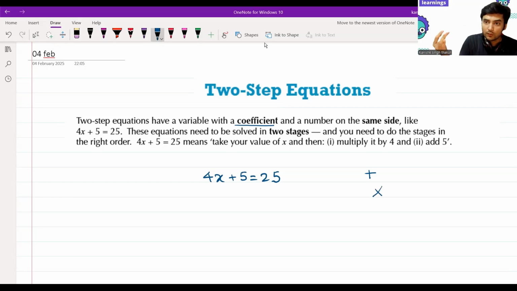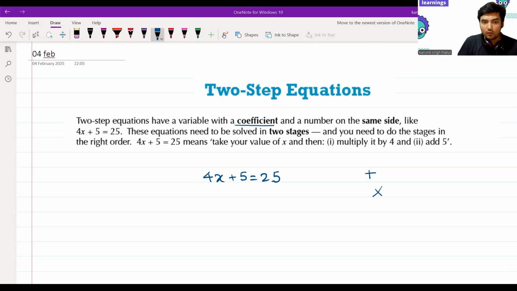So you have to go for two steps and then solve that. You need to do the stages in the right order. What stages? First, you keep the variable all alone on one side, and then you do the division, in the inverse order. So let's see how to do this.